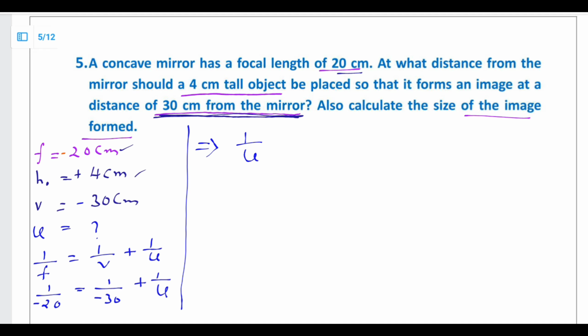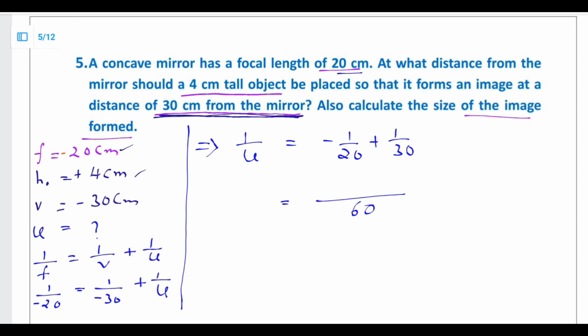So 1 by v equals to minus 1 by 20 plus 1 by 30. If you don't know LCM, simply do a cross multiplication. You'll get 60.